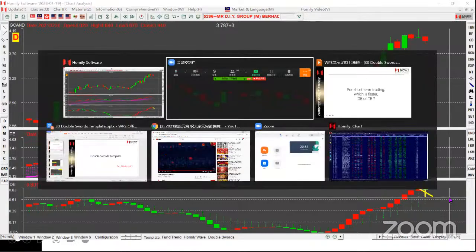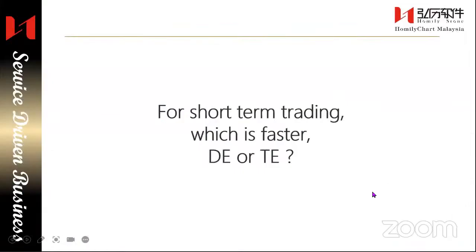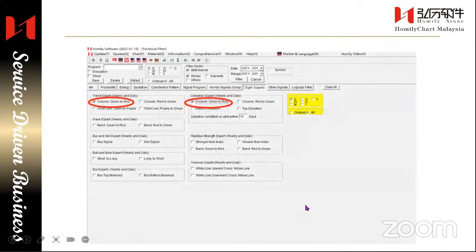Okay, we come to the last part. This is an interesting sign, DE and TE. The last part is about the filtering. Unfortunately, inside the software, the filtering for DE and TE can only be done on green to red or red to green. It cannot choose a red color. It can only choose red to green, green to red.